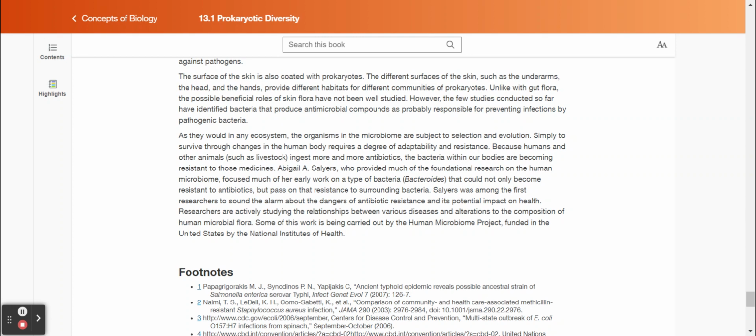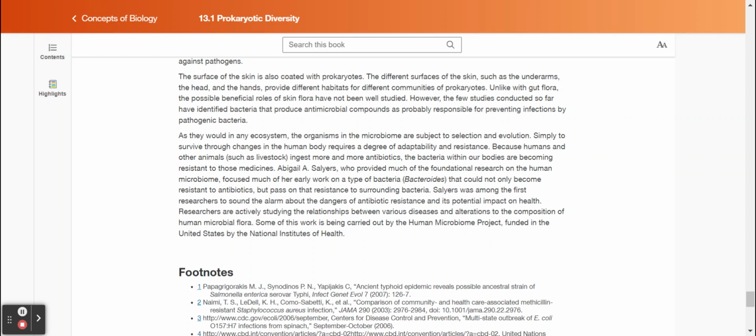As they would in any ecosystem, the organisms in the microbiome are subject to selection and evolution. Simply to survive through changes in the human body requires a degree of adaptability and resistance. Because humans and other animals, such as livestock, ingest more and more antibiotics, the bacteria within our bodies are becoming resistant to these medicines.